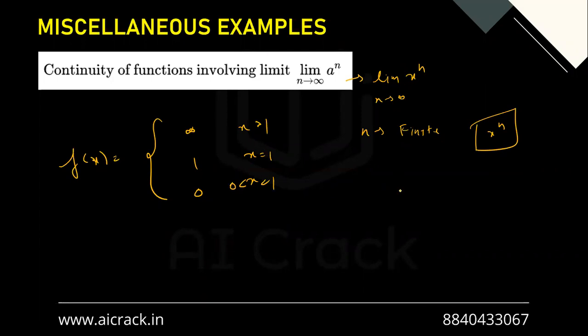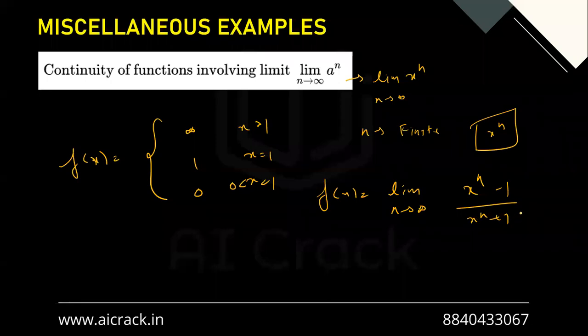You can also get functions like the limit as n approaches infinity of f(x) equals (x to the power n minus 1) divided by (x to the power n plus 1), and maybe vice versa, with x to the power n plus 1 in the numerator and x to the power n minus 1 in the denominator. So again, you'll have to mark down these cases for different values of x, for different values of bases basically, and after that you can start solving the question, basically checking the continuity of the function.